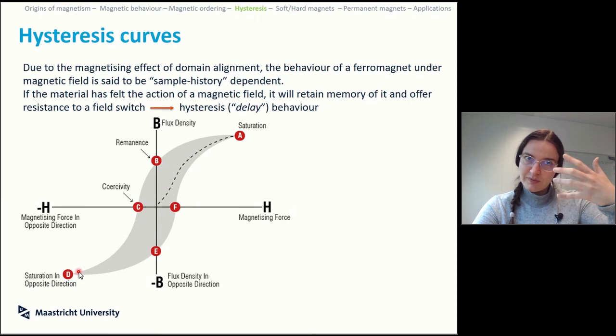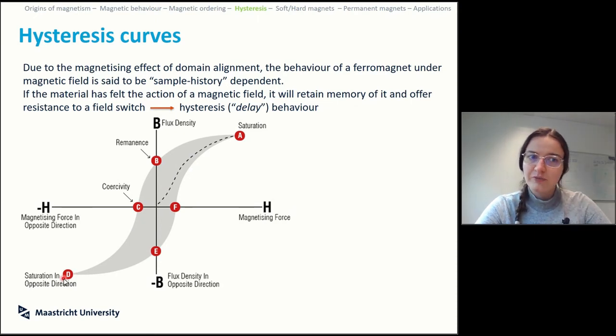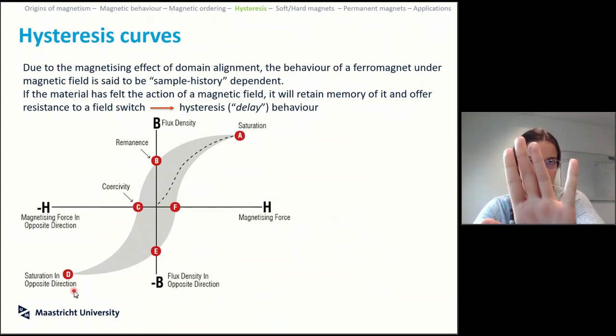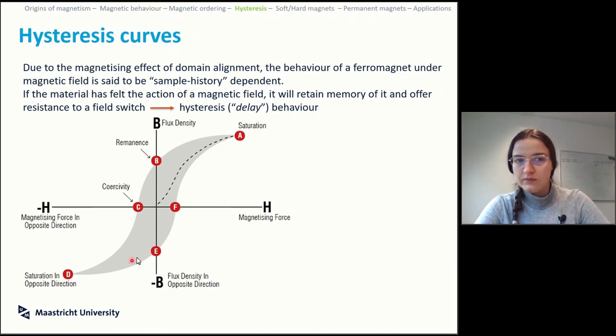If you keep increasing the field, though, the only thing you're doing after having put the material back into zero magnetization is shifting the orientation of all the magnetic domains into an opposite direction, so an opposite saturation. So still saturated, just if it was saturated like this before, now it's saturated like this. Again, if you switch it off, you go back to the remanence in the other direction. And if you try to bring your material back to zero, you need to apply an additional magnetizing force.